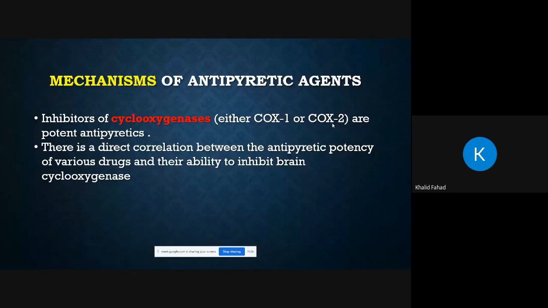Because of the synthesis of prostaglandin E2, which has a receptor in the hypothalamic set point. This prostaglandin is produced by the enzyme cyclooxygenase. So breaking cyclooxygenase will result in a decrease in the synthesis of prostaglandin E2, which is also an important mediator of pyrogens.